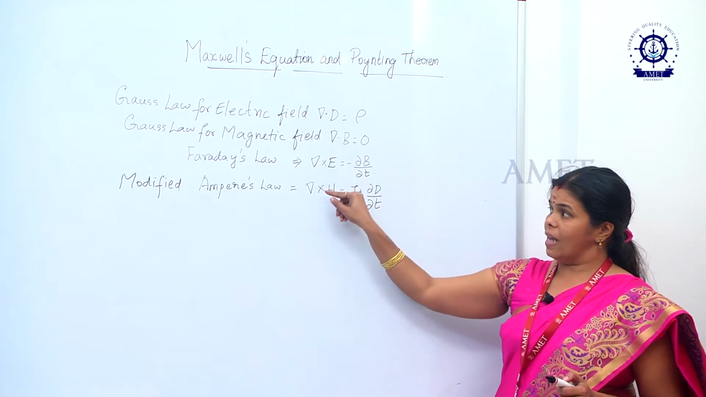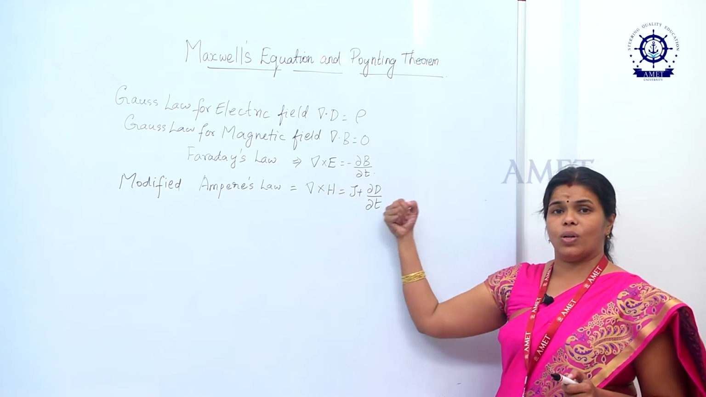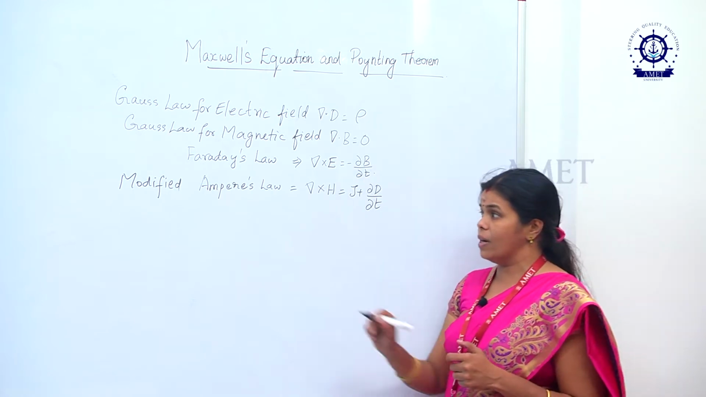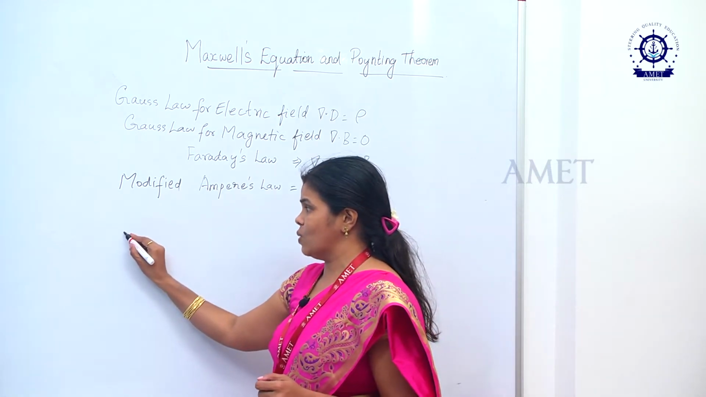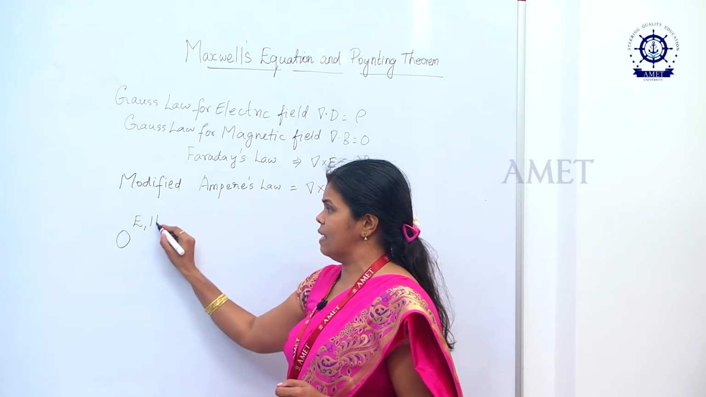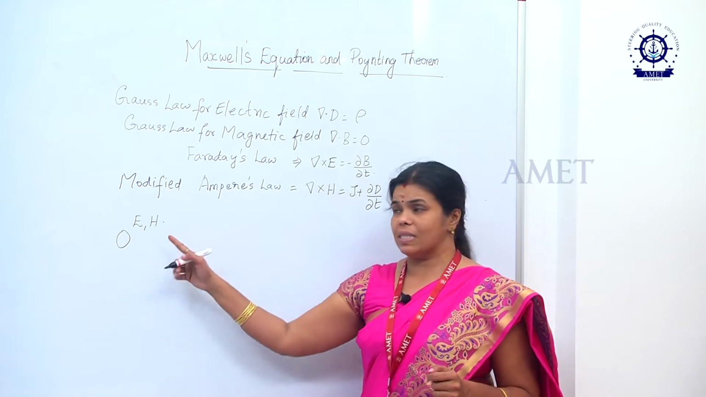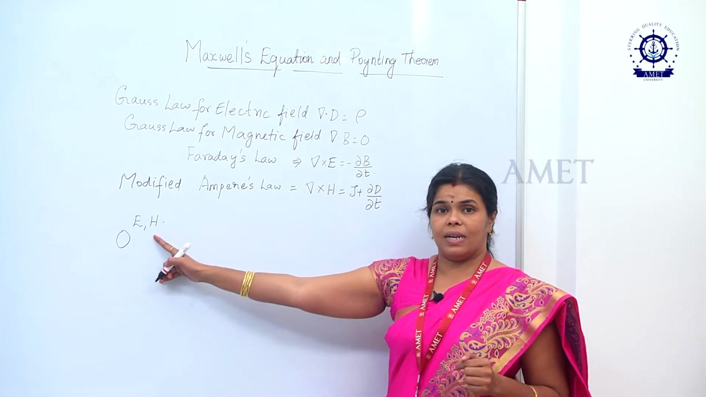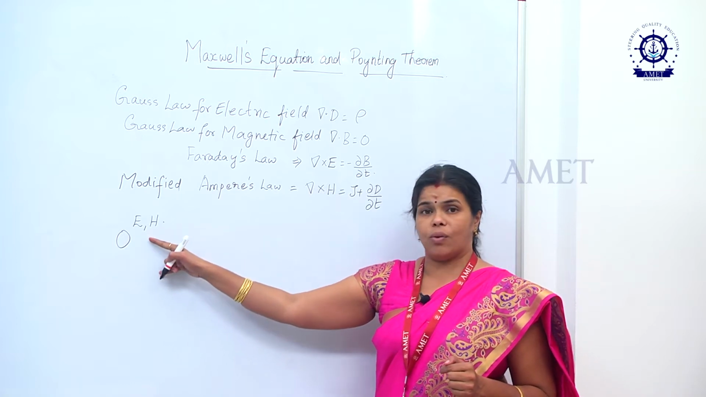So we take the four equations and derive the Poynting theorem. A wave has both the electric and the magnetic field. E is the electric field intensity, and H is the magnetic field intensity. We are going to find the power.